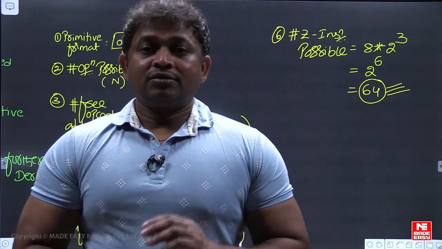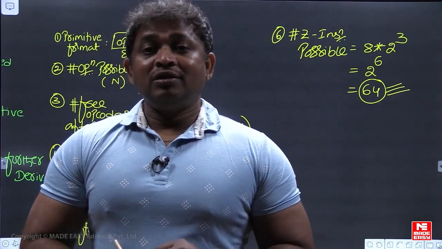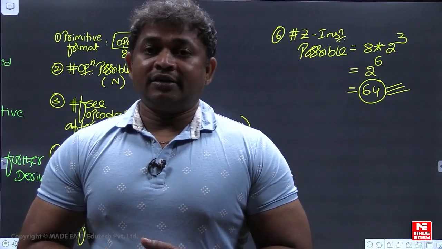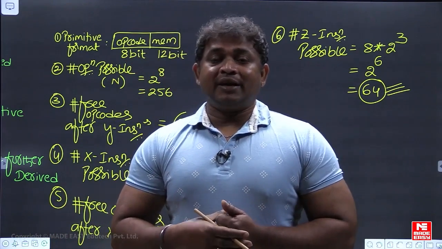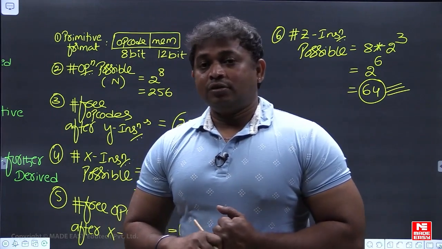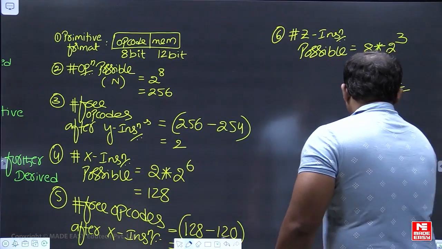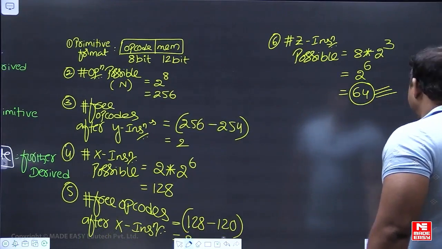That becomes 64. So 64 Z instructions are possible after implementation of 254 Y instructions and 120 X instructions. Okay students, so this is the way to solve the question by using the expand opcode technique. So the answer is 64. How many of you have the answer matching? Please respond.